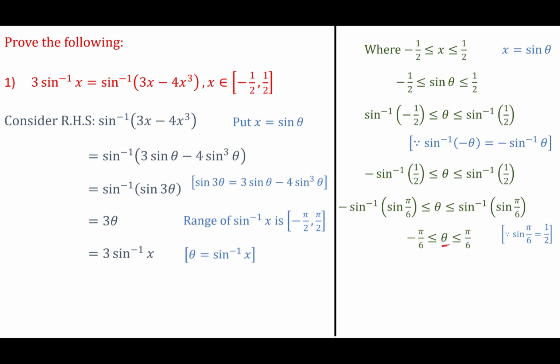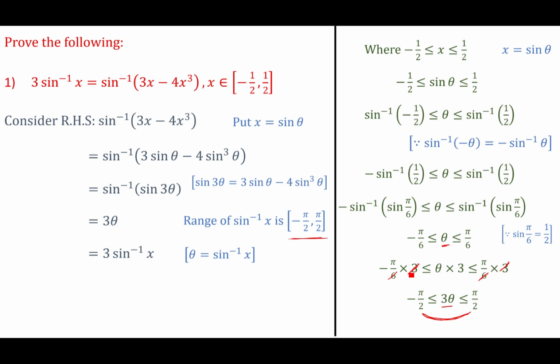This theta lies in between negative pi by 6 to positive pi by 6. But we need 3 theta. So multiply the inequality by 3, like this. So here 3 times negative pi by 6, 3 times theta, and 3 times pi by 6. It will be negative pi by 2 and pi by 2. Check: 3 theta lies in between negative pi by 2 to pi by 2. This is what we have to prove, no?